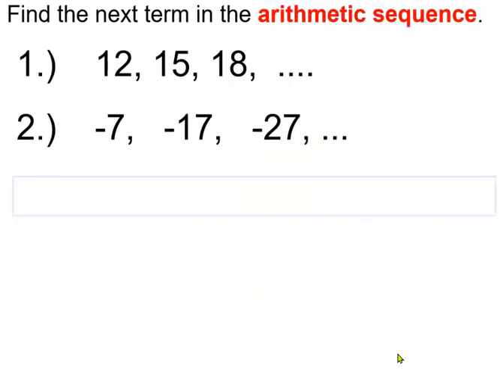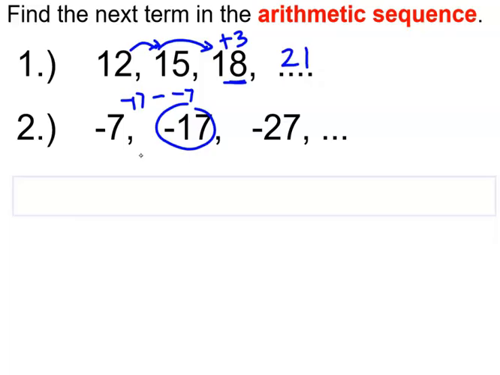Sometimes you'll be asked to find the next term in the sequence. So once you have determined what that common difference is, that gets you from one value to the next, in this case, adding 3, you can simply add 3 to this last value to get your next value. So here we have negative 17 minus negative 7, which is negative 10. Here is also negative 10. So if I take negative 27 and subtract 10, I'm going to get negative 37.